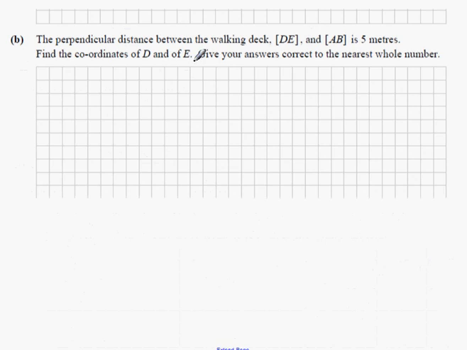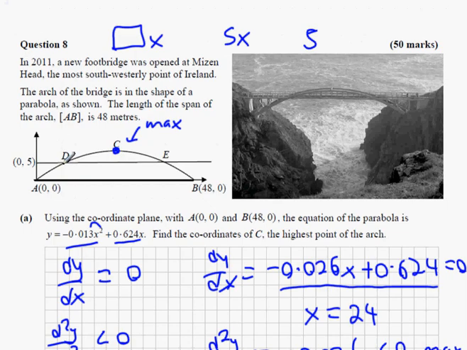Now, the perpendicular distance between the walking deck DE and AB is 5 meters. Find the coordinates of D and E. So the deck here, guys, starts from here to here, okay? And it's a height of 5. What does that mean for the y coordinate? The y coordinate is 5.